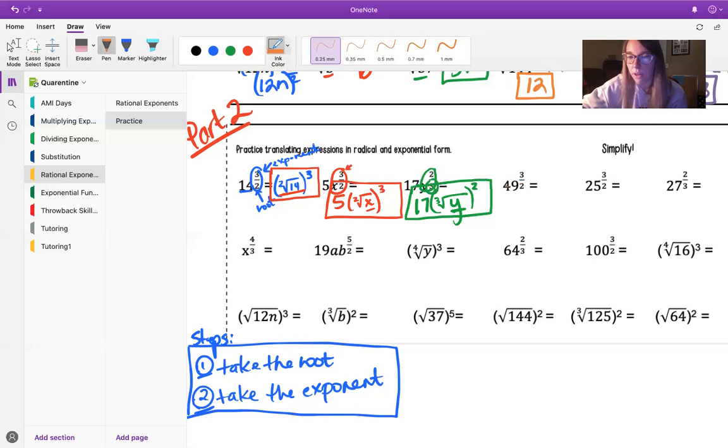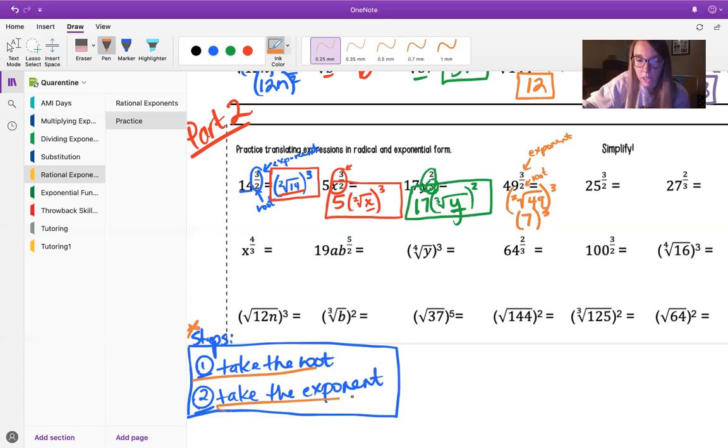All right, we have 49 to the 3 halves, okay? So again, my denominator is my root and my numerator is my exponent. So that's going to be the square root of 49, cubed. Now we can finally actually use these steps down here. Step 1, take the root. So we're going to take the square root of 49. What two numbers can we multiply by itself to give us 49? It's 7. So now we have 7 cubed.